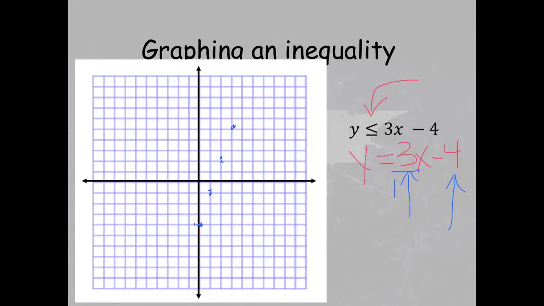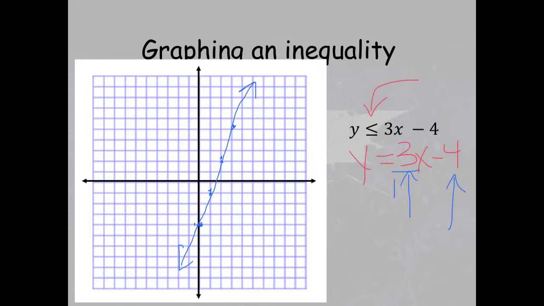Normally, if we're graphing this, we would just connect those points and be done. But because we have this less than or equal to sign, we have to remember a few rules. If we are graphing something with an equal to sign underneath it, like a less than or equal to or greater than or equal to, we need to connect the points that we drew with a solid line. Okay, so here's our solid line.